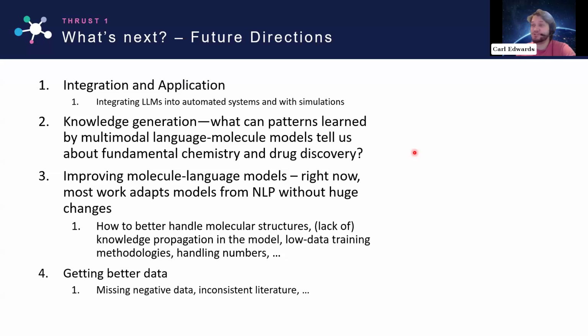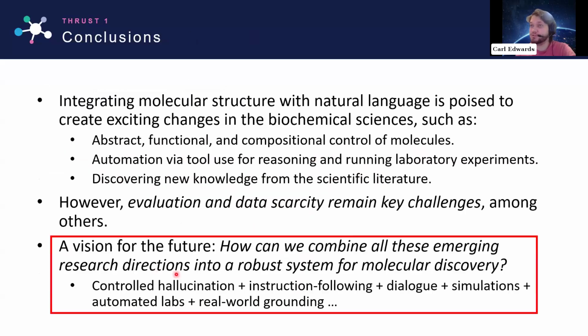Second, I think it's very interesting that there's this idea of using the knowledge discovered by these AI models to help us learn fundamental things about chemistry, drug discovery, science, etc. So can we find, let's say, a new pattern in these models and then use it to discover a fundamental rule about the world? Improving molecule language models: there's a lot of interesting work coming out in that direction, but definitely improvements to be made there. And then, of course, getting better data.